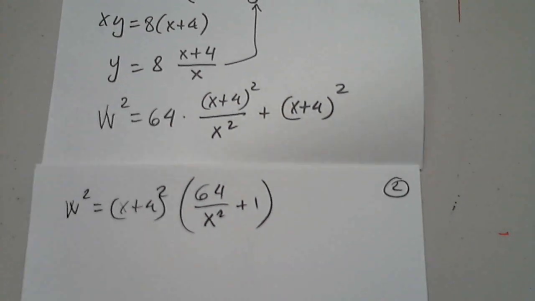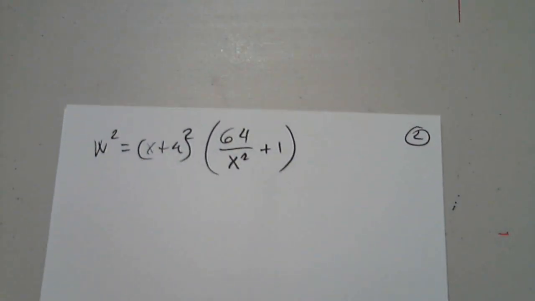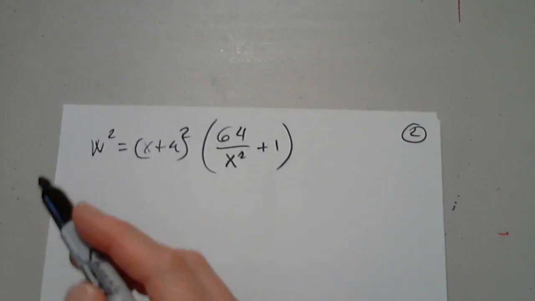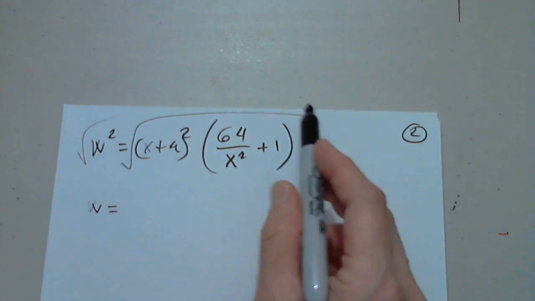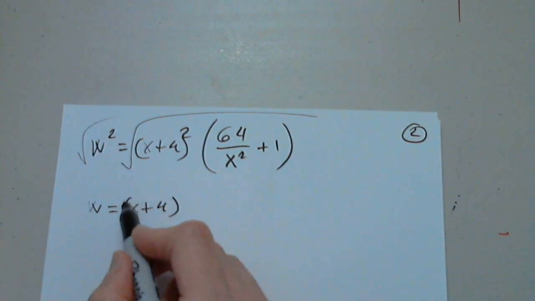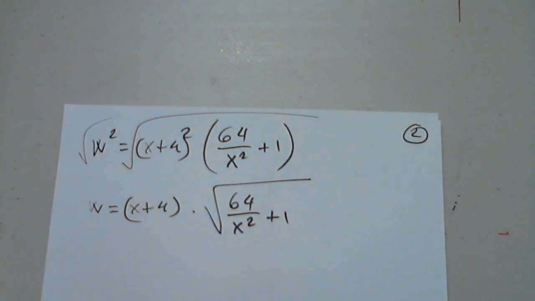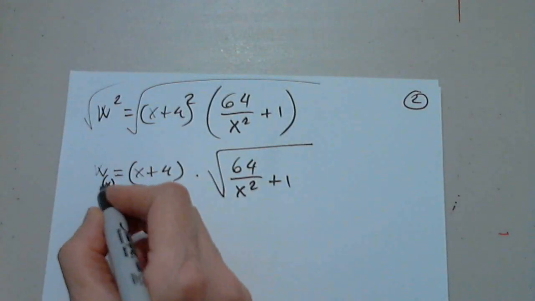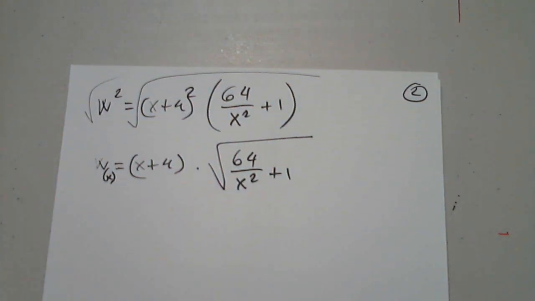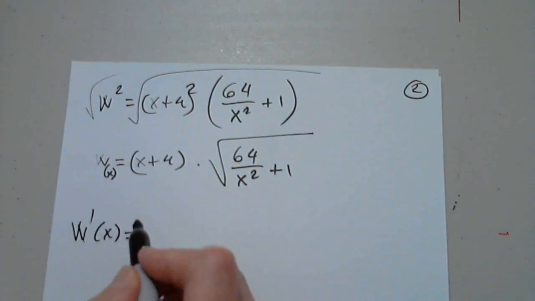Okay, let's see what happens next. I don't know if this is going to be easier when I take the square root or the first one. But anyway, so w equals, we take the square root, it's (x plus 4) times the square root of 64 over x squared plus 1. And now I can say that this is indeed a function of x. So I want to differentiate.